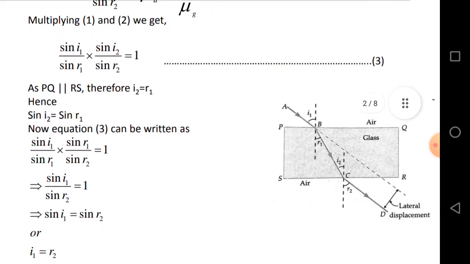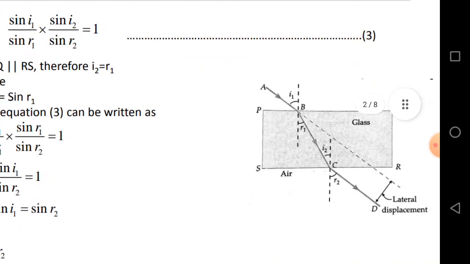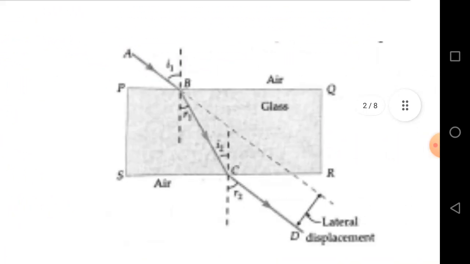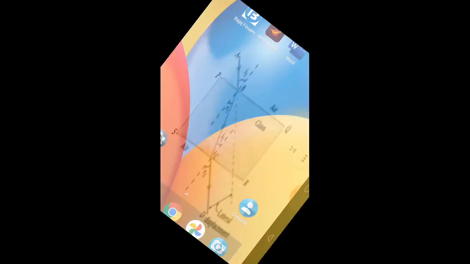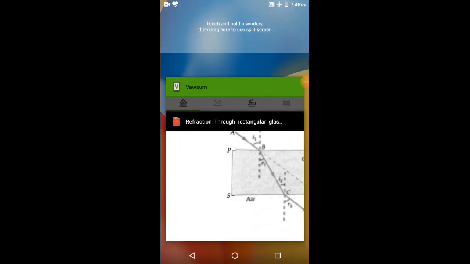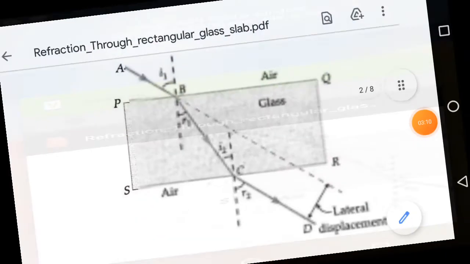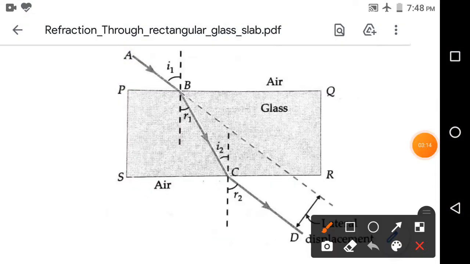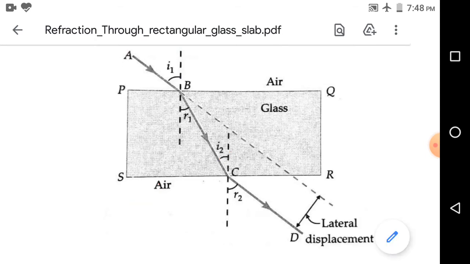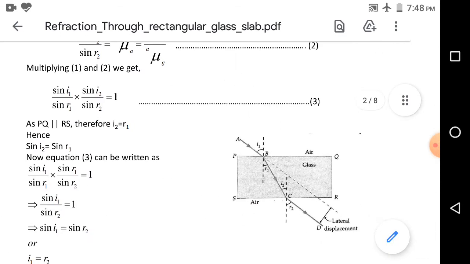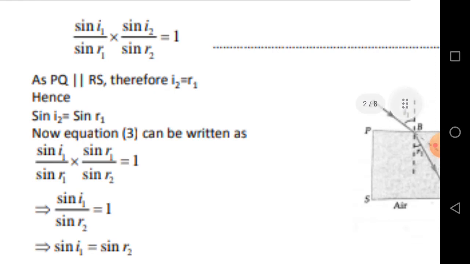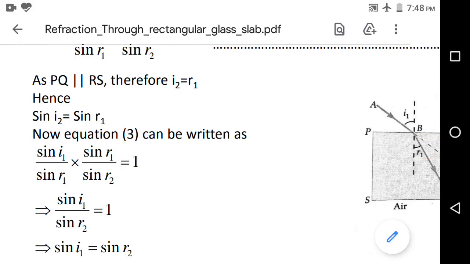Then see, the faces PQ and RS are parallel to each other. So angle I2 equals R1. See this figure. PQ and RS are parallel to each other, so this angle I2 will be the same as angle R1. Then sin I2 equals sin R1.